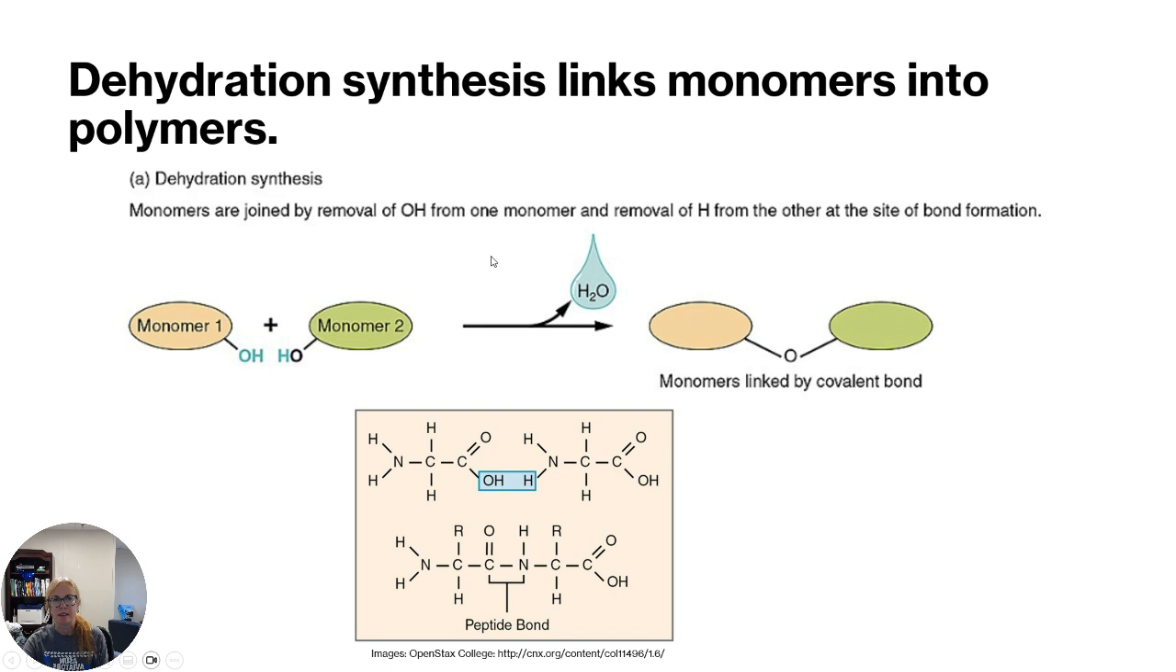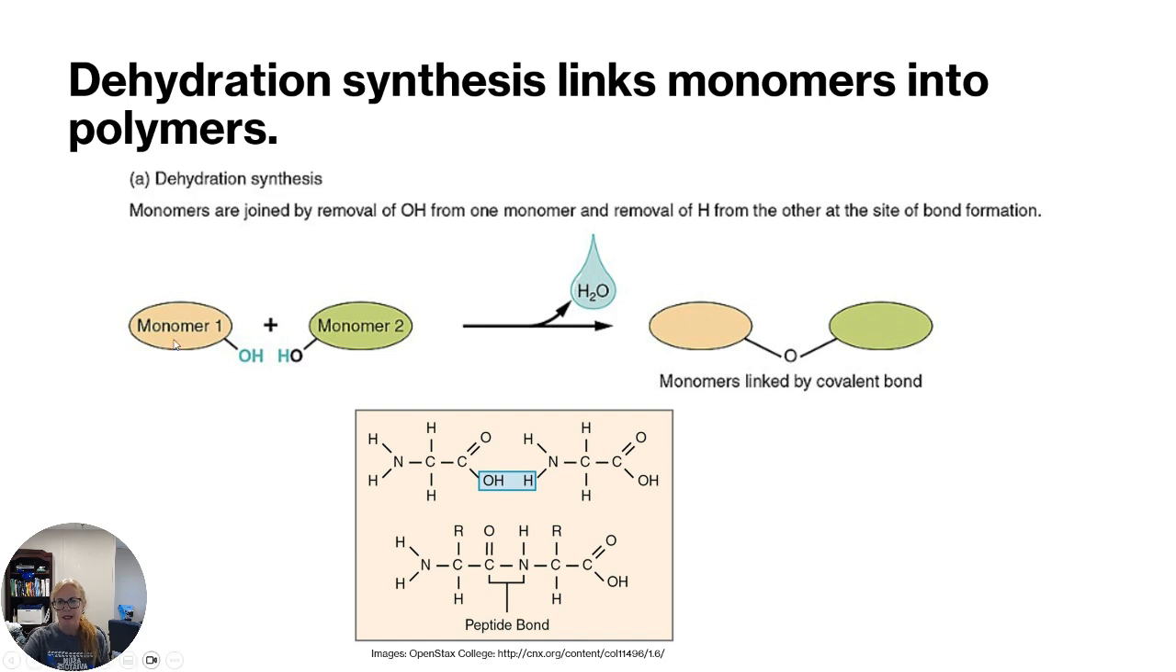So dehydration synthesis is what links monomers into polymers. In a dehydration synthesis reaction, think about the word dehydration. To be dehydrated, if you think about it in terms of you, means that you're so thirsty that your body is actually short on water. You're dehydrated, you don't have enough water. So it basically means remove water. Dehydration synthesis, the word synthesis means to create. So by removing a water molecule, a monomer is being created into a polymer. It's creating the ability for a bond to occur.